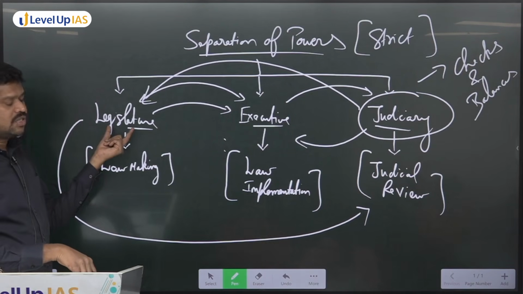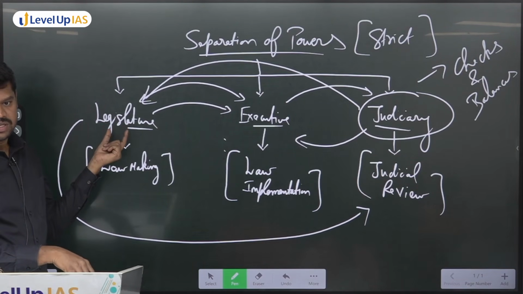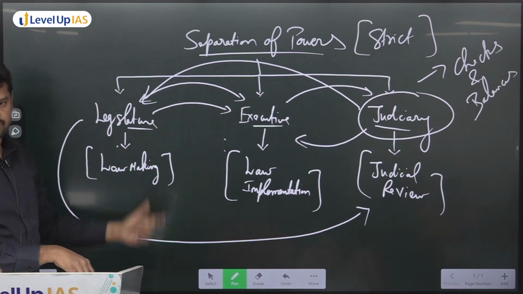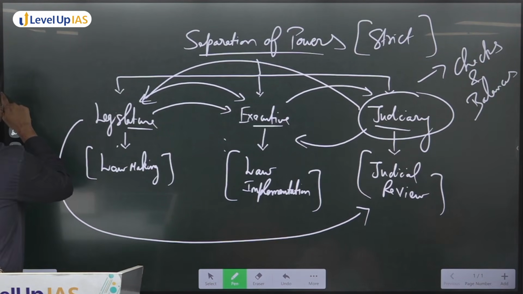But yes, the legislature is also not something which is not accountable. The legislature is accountable to whom? To the people and also to the judiciary. The judiciary can review the actions of the legislature.